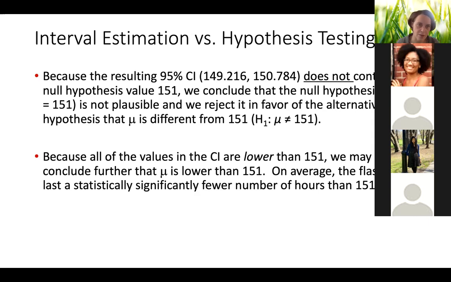And we can further conclude that the flashlights probably come from a population where the true population mean is lower than 151, right? Because our interval estimate was a value lower than the assumed value of 151.